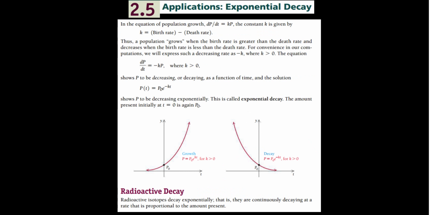Let's look here. We could talk about the population and stuff, but really I want to look at the equation here. This equation has to do with exponential decay, more or less, right? We have dp over dt, and that's equal to negative k, which we know so far as a constant, times p. What is that p? Well, that's the function, because the function's name is p. And then we'll see that this function where k is greater than 0 shows p to be decreasing or decaying as a function of time, and the solution is this particular function here.